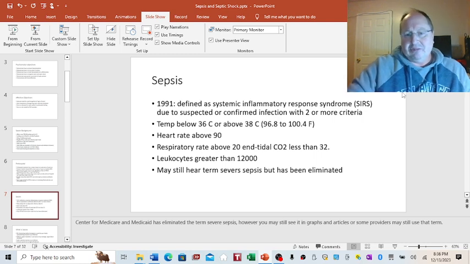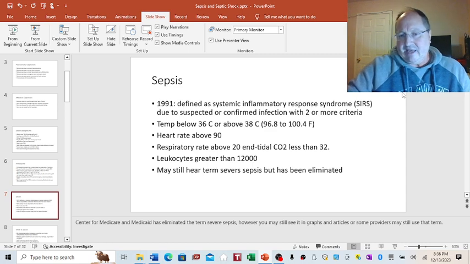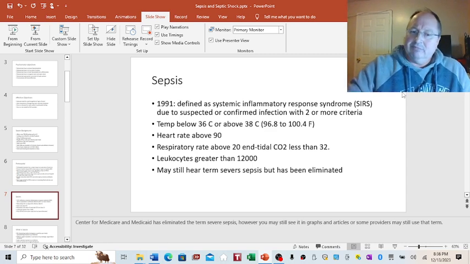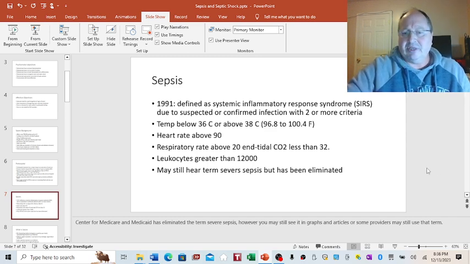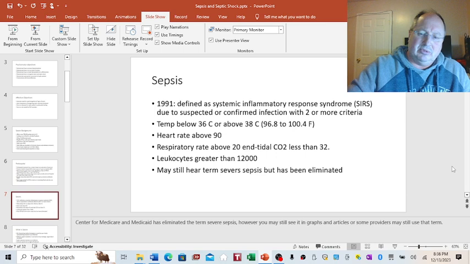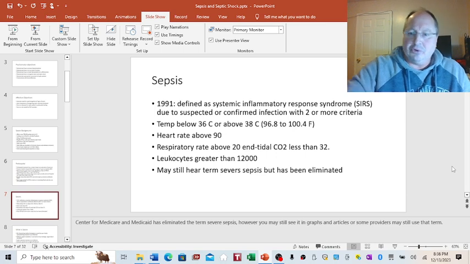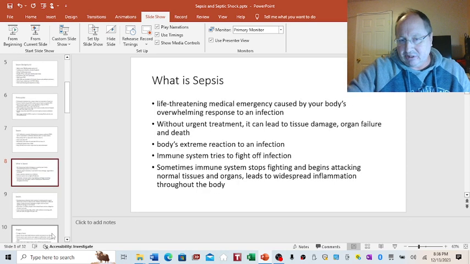The leukocyte count is going to be greater than 12,000, which we're not really going to see in the field yet. I think that'll be coming. You may still hear the term severe sepsis. It's kind of been eliminated, but you may still come across it on graphs, or some of the older providers may still use it. So just know what they're talking about.